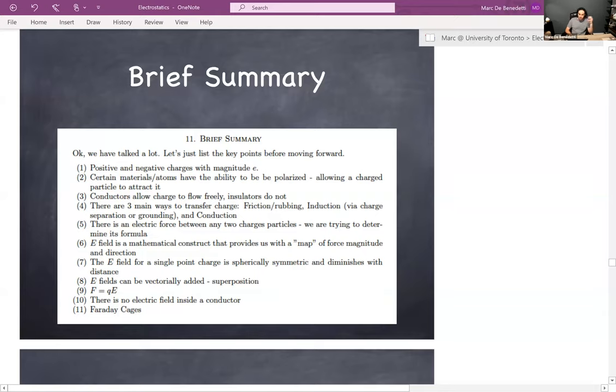Certain materials or atoms will have the ability to be polarized, not all atoms, but certain. And this allows charged particles to then attract it, so things like styrofoam. Conductors are defined to be material that easily allows for charge to flow, and insulators simply are not. There are three main ways of obtaining charged objects, or more specifically, three main ways of transferring charge. There's friction, charge separation, also known as induction, and conduction, which means a simple touch, which is what happens when you touch your metal door and you get a shock.